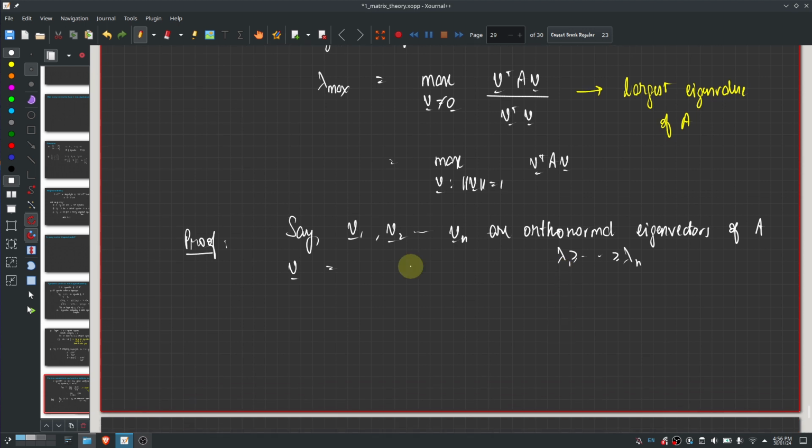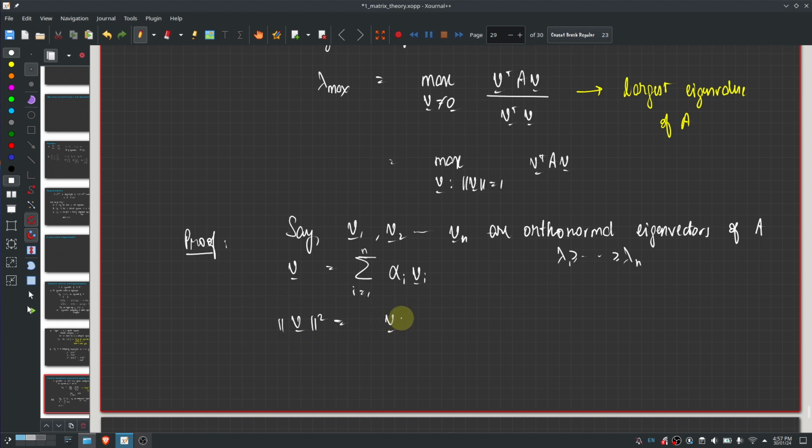Let us say that I express it in this particular form. Then I can write v as some linear combination of these vi's, because after all this forms a basis. So v is the summation i equal to 1 to n of alpha i vi. Now if v has unit norm, then what does that imply for alpha i? Or in other words, what is the norm of v squared equal to? It's equal to the sum of alpha squared.